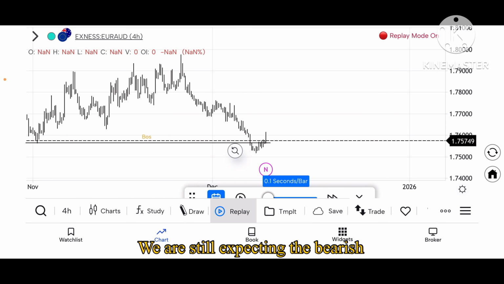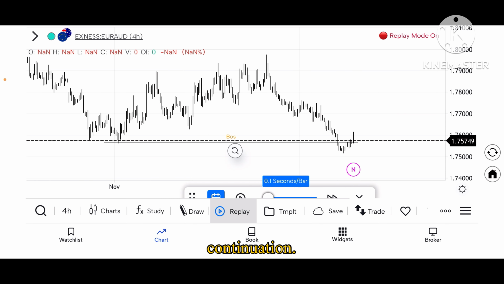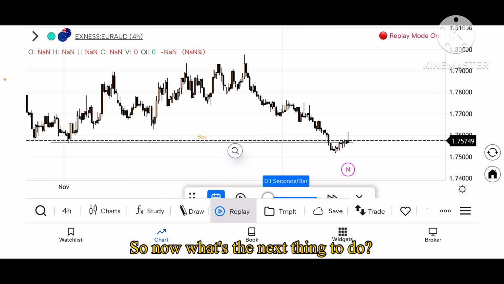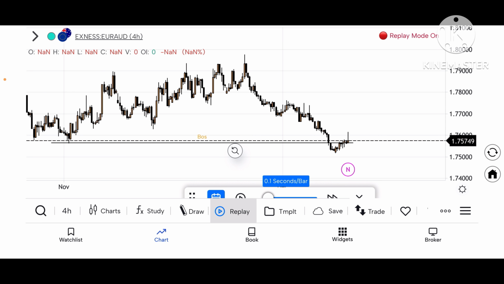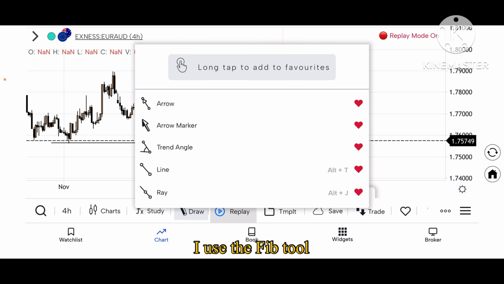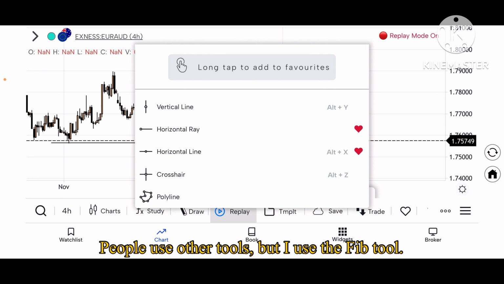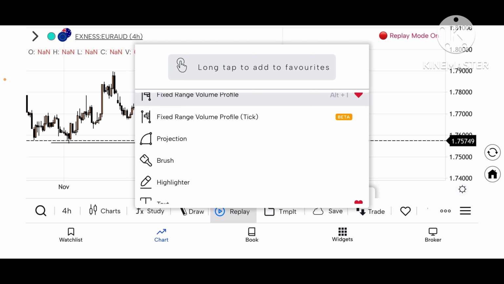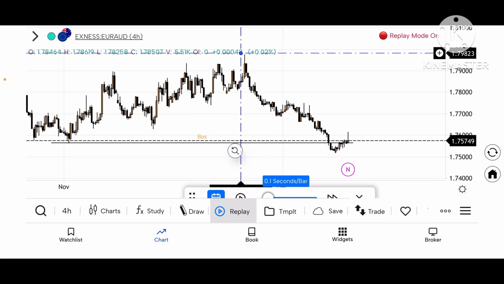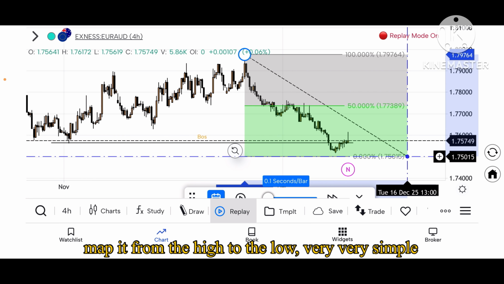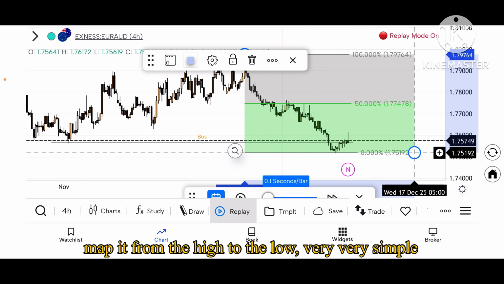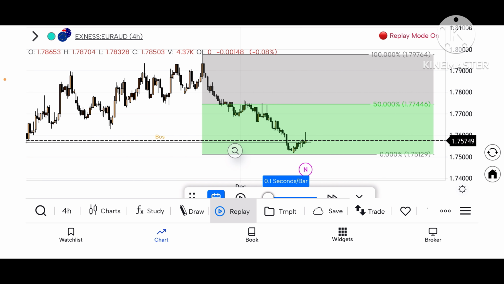We are still expecting the bearish continuation. So now what's the next thing to do? The next thing to do is to mark out our discount and premium zone. So you bring out your fib tool. Me, I use the fib tool. People use other tools, but I use the fib tool. Map it from the high to the low. Very, very simple.